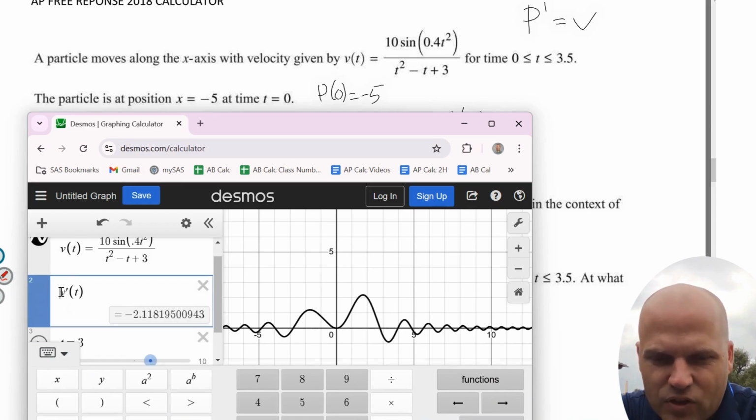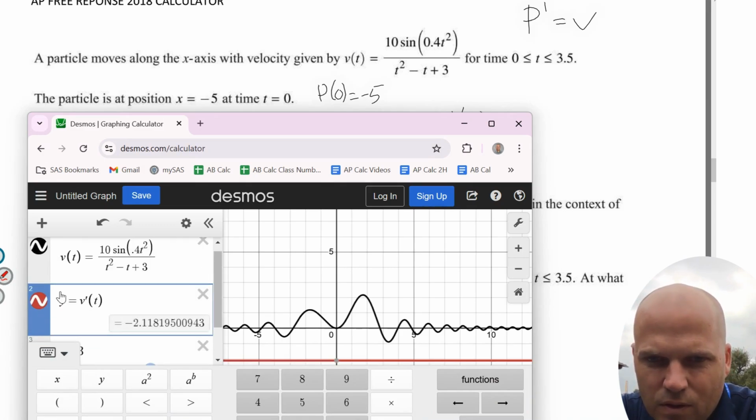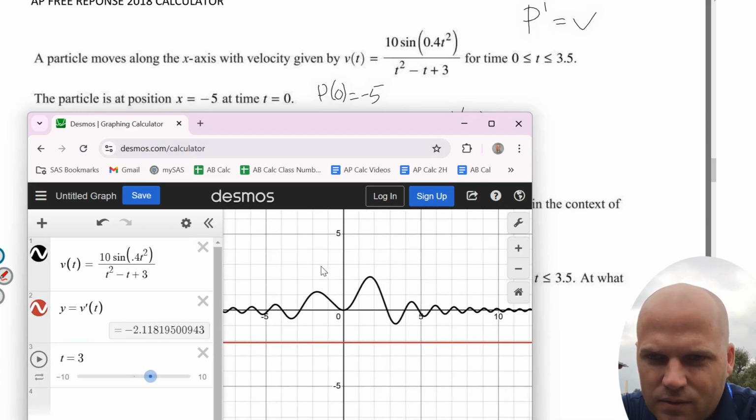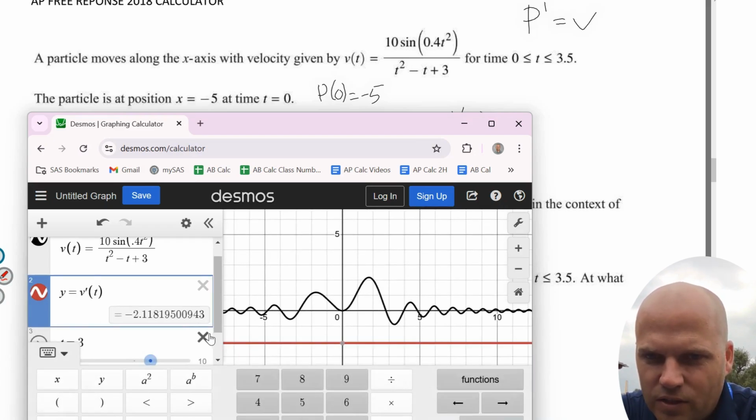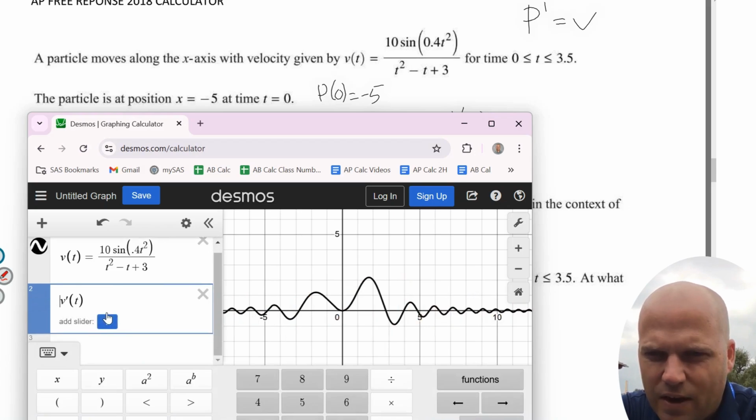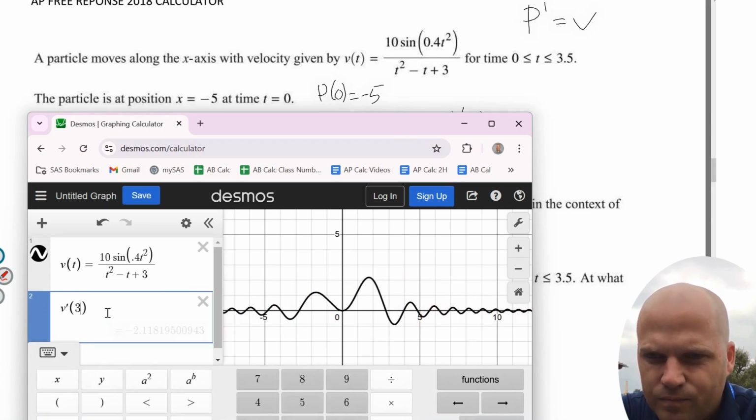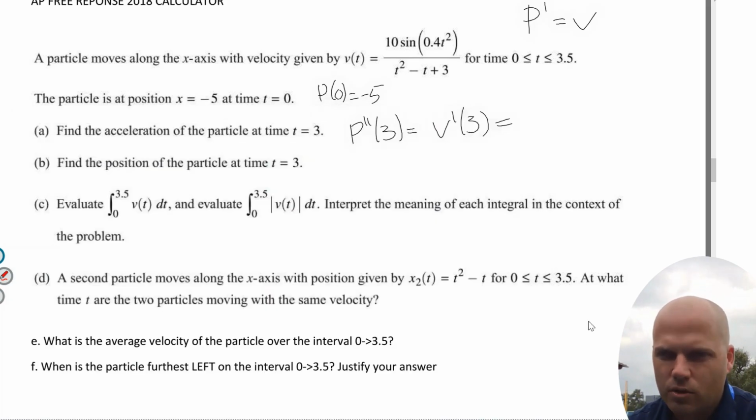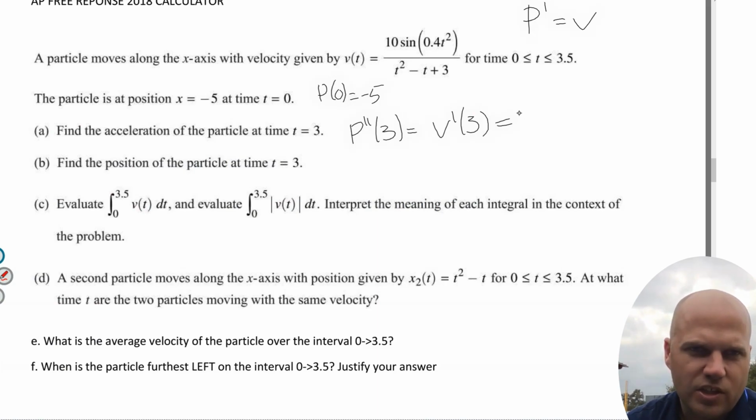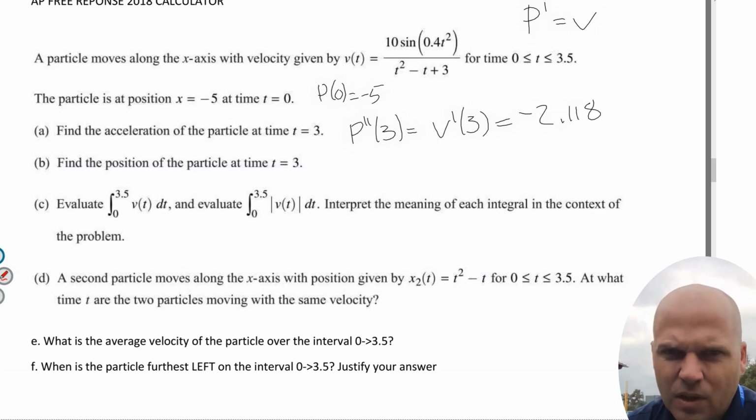Could you even graph the slopes? Nah. That's a little crazy. I know you can graph the derivative, but not for this one. All right, there's your answer. -2.118. Gosh, it's so great. Trust me, it's so much nicer than using a calculator.